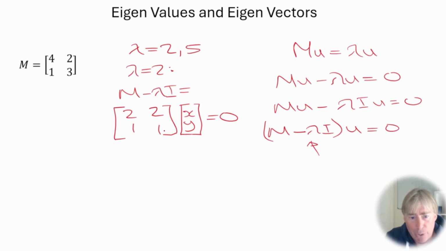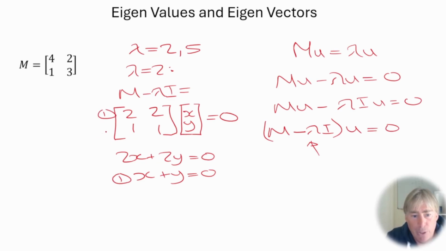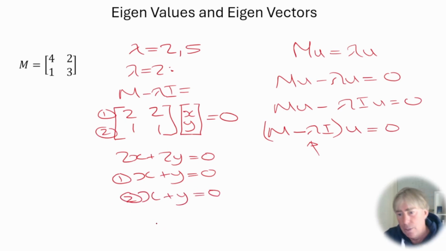We're going to end up with 2x plus 2y equals 0, which distills down to x plus y equals 0. Okay, so that's our first multiplication done, that's our top line, and then there's our first equation, and then our second line is just going to be x plus y is equal to 0. So those two are actually consistent, they agree with each other, so we have found our eigenvector.